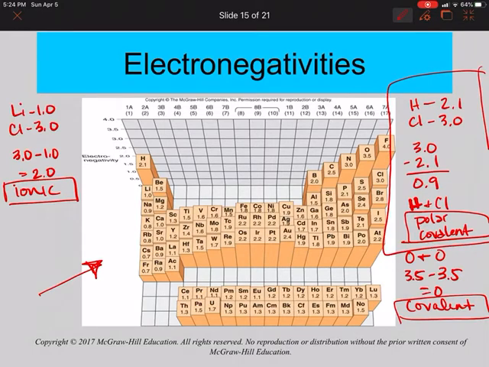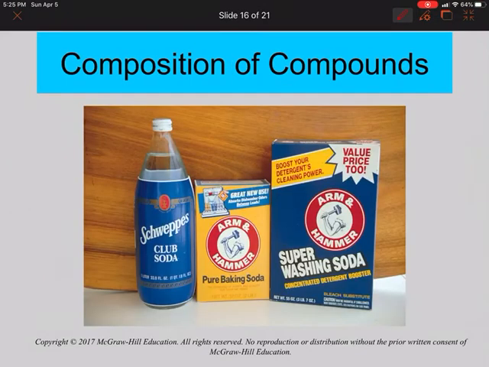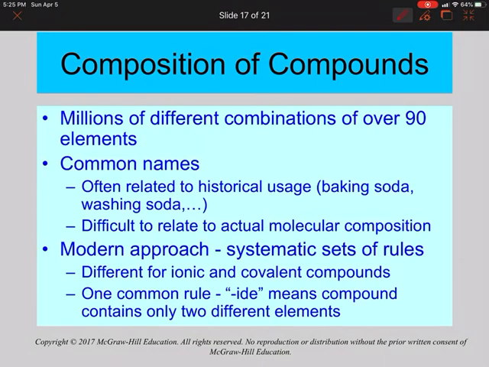Okay, kind of broken up, sort of like this. I don't know if that made it better or not, but anyway, that's how you would do electronegativity. And then this is just showing the composition of compounds, and we'll get into that in chapter 10, I believe, how you can figure out the percentage of elements that are in different compounds.